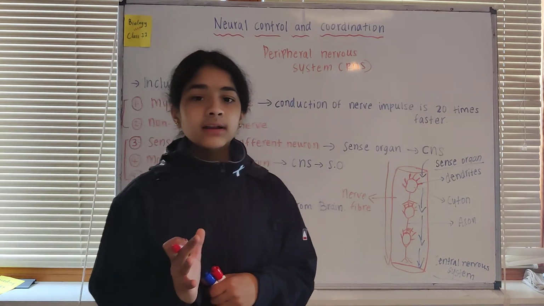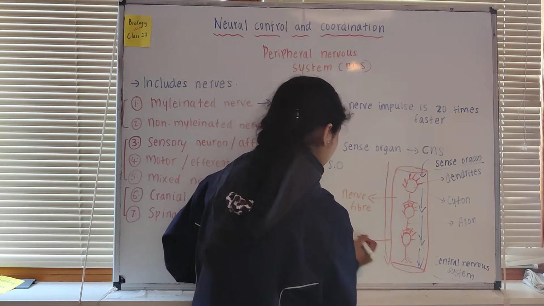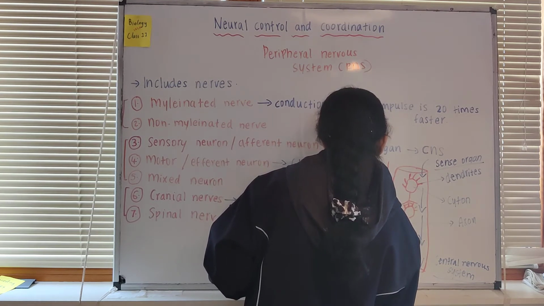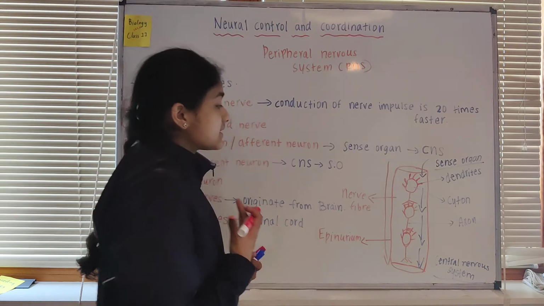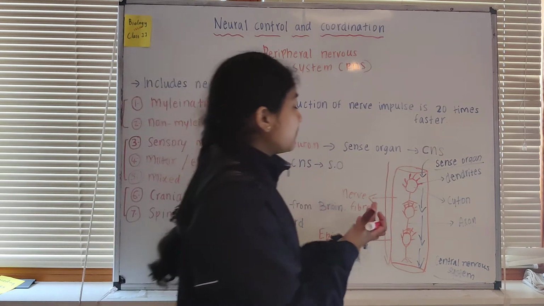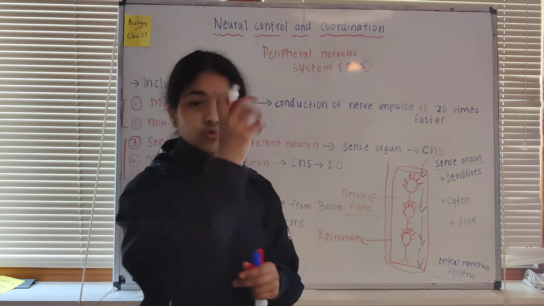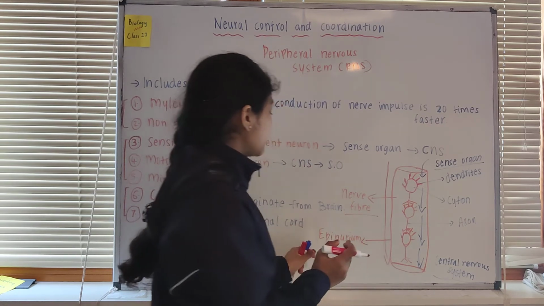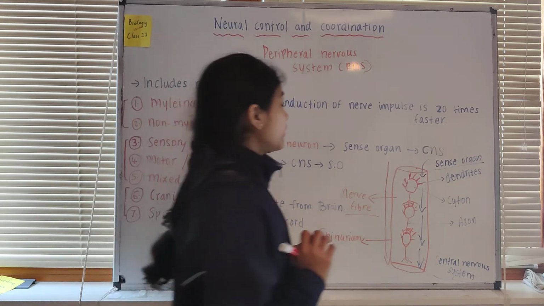Now the nerve fiber is covered with a fibrous sheath which is known as the epineurium. Epineurium is a fibrous sheath which supports this nerve fiber. So this is the nerve fiber, which is like a tube, and this tube is covered with a sheath called epineurium, and it is fibrous. So this is about the structure of the nerve fiber.